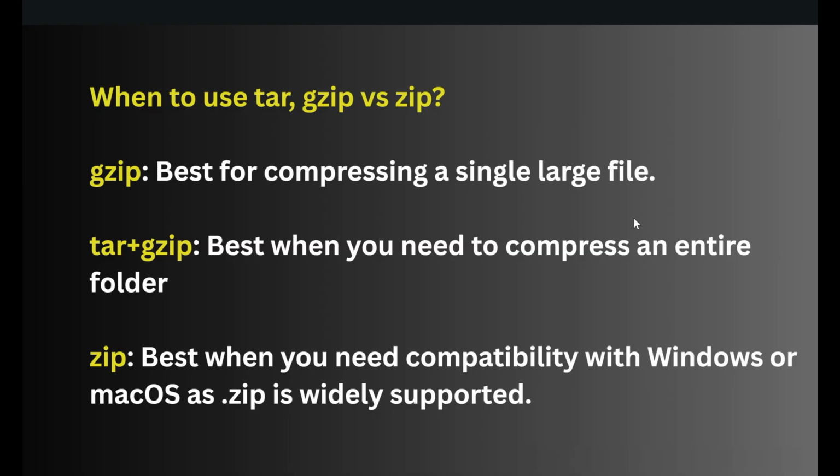Okay, so in last, let's cover when to use tar, gzip versus the zip command. So gzip is best for compressing a single large file. Tar plus gzip when you want to compress an entire folder or multiple files. The zip command is best when you need compatibility with Windows or macOS, as .zip is the widely supported extension for compressed files.